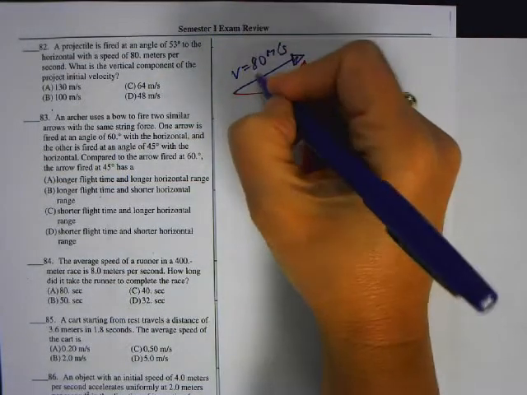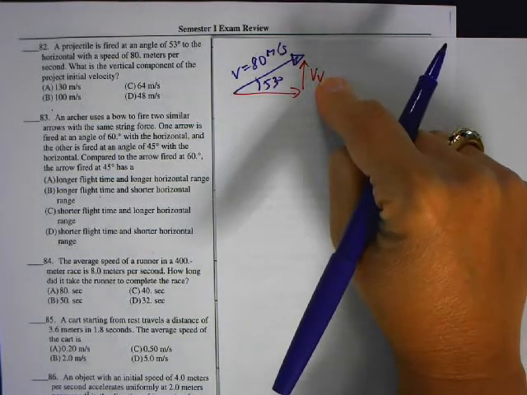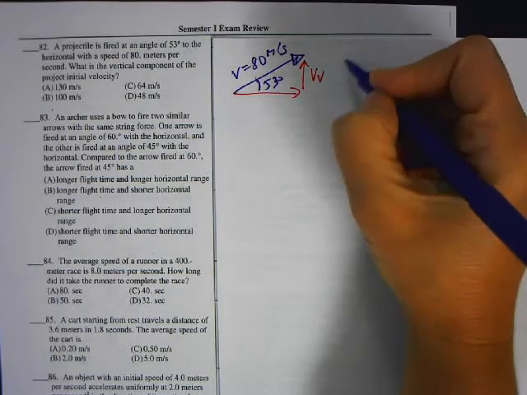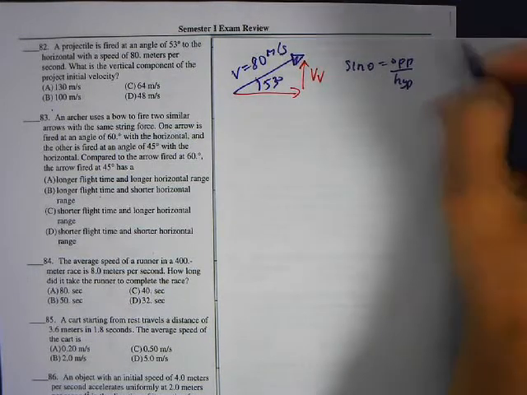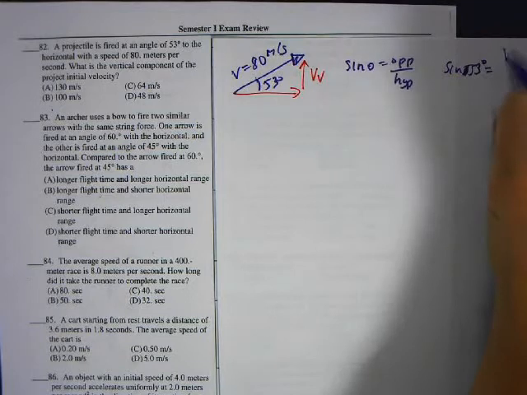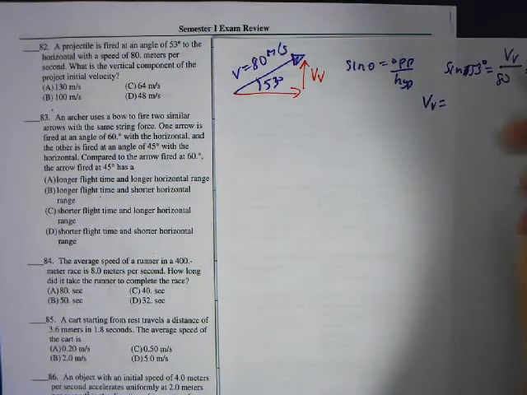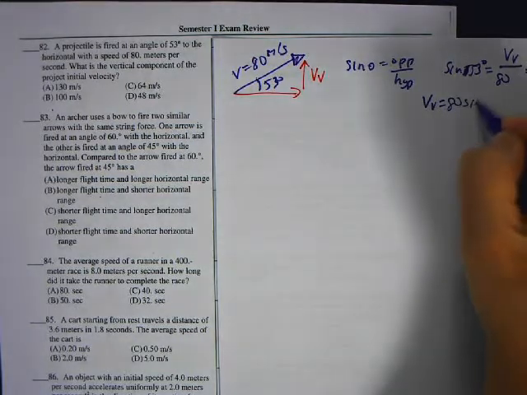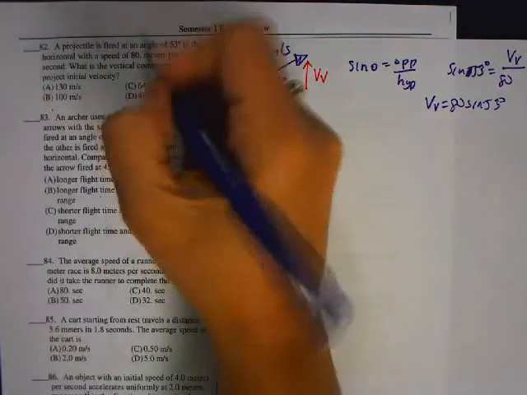The vertical component is opposite the given angle. So if you're not sure, sine, cosine, tangent, write out your definitions. Sine of theta is opposite over hypotenuse. Sine of 53 degrees is equal to opposite, the vertical component, over the hypotenuse of 80. So V_y is equal to 80 times the sine of 53 degrees. So that comes out to be choice C.